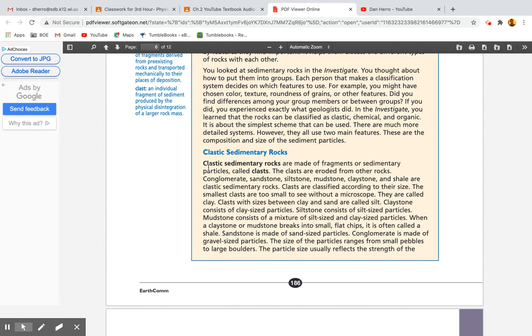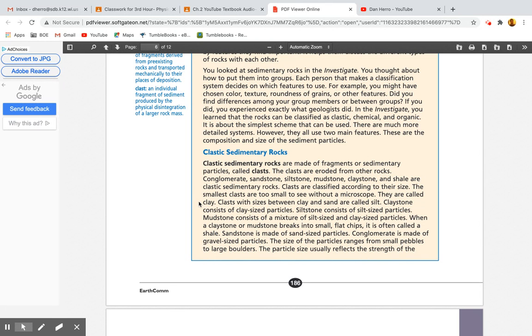Clastic sedimentary rocks. Clastic sedimentary rocks are made of fragments or sedimentary particles called clasts. The clasts are eroded from other rocks. Conglomerate, sandstone, siltstone, mudstone, claystone, and shale are clastic sedimentary rocks. Clasts are classified according to their size. The smallest clasts are too small to see without a microscope. They are called clay. Clasts with sizes between clay and sand are called silt.